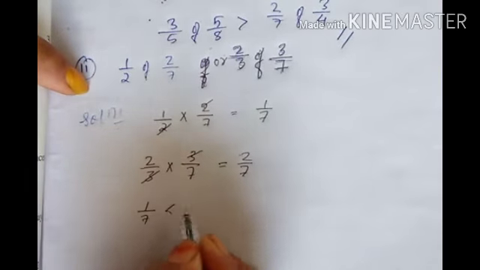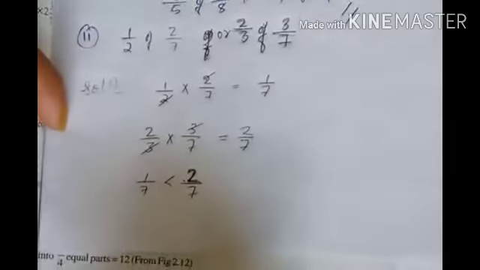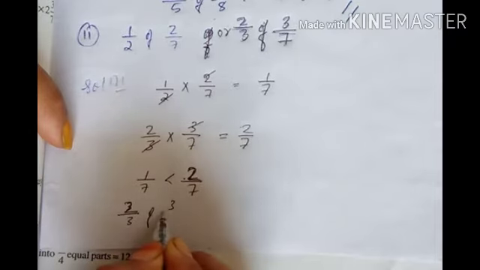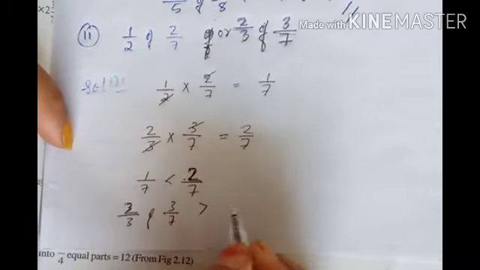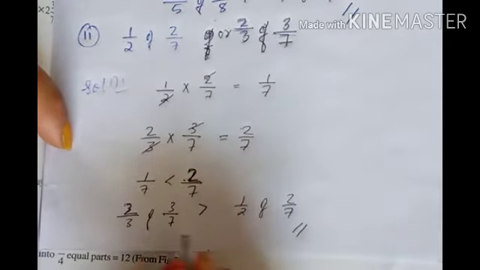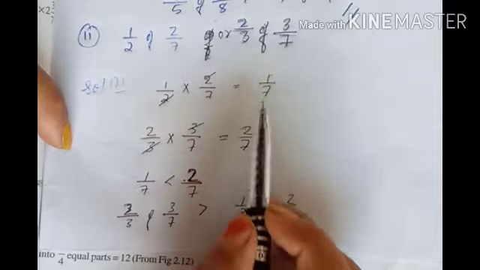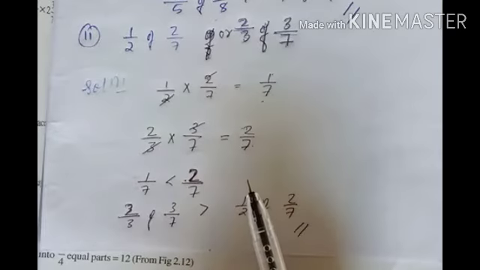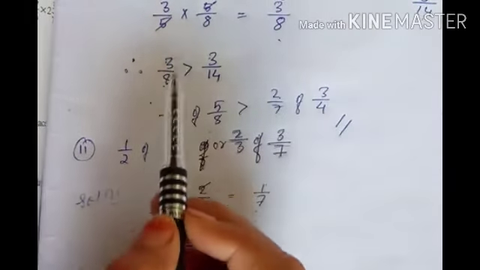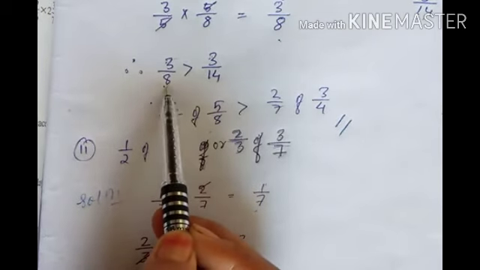So 1 upon 7 is less than 2 upon 7. So this one is greater. You will write 2 upon 3 of 3 upon 7 is greater than 1 upon 2 of 2 upon 7. If denominator is same, then directly the larger numerator will be greater. And if numerator is same, then it is opposite, isn't it? The smaller value will become greater, as we did in the previous question.